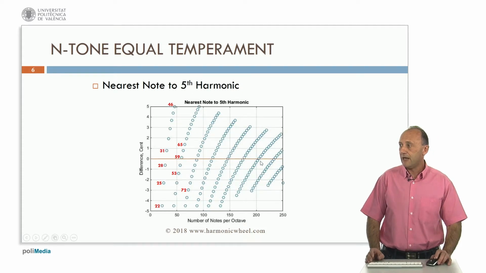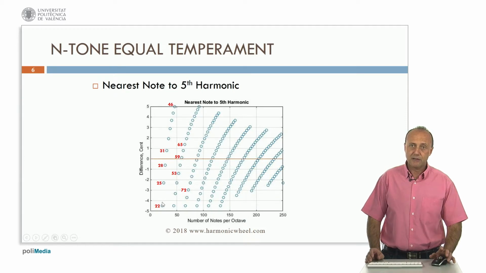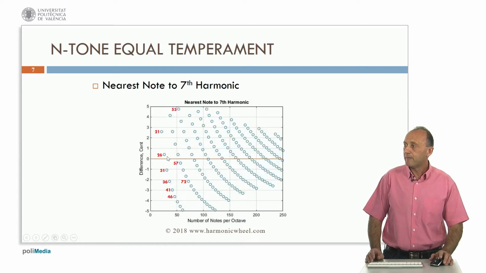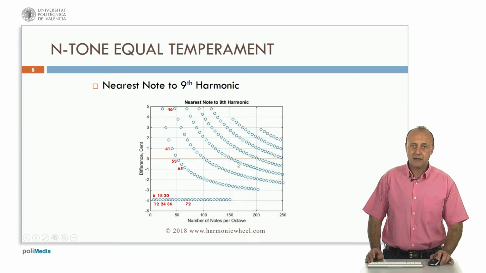We repeat the process with the fifth harmonic. Now the central line is the fifth harmonic, and here we can see different divisions of the octave that are more or less near this harmonic. We can see the 53. The 12 does not appear because the nearest note to that harmonic is more than 5 cents apart from that. For the seventh harmonic, we repeat the process, and also with the ninth harmonic.